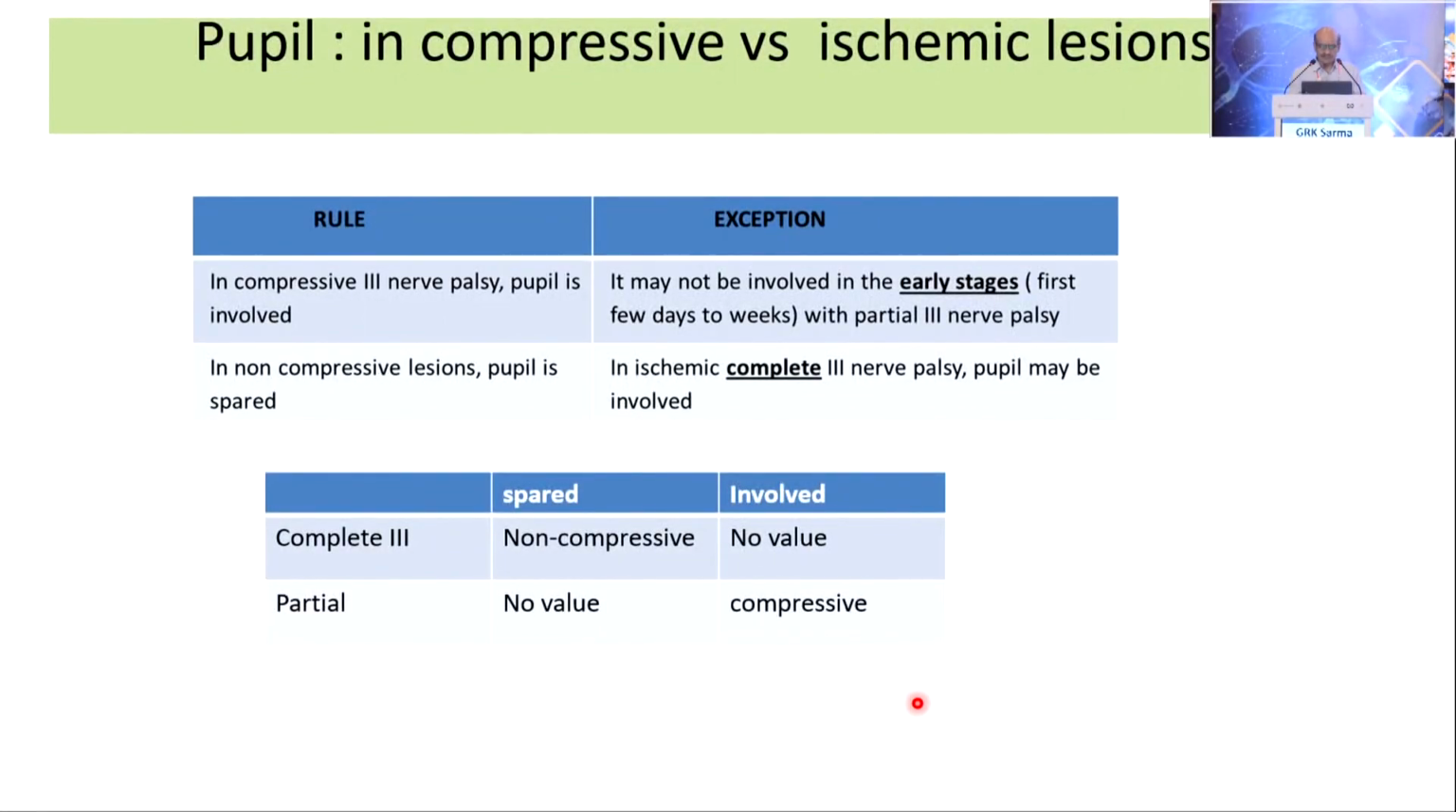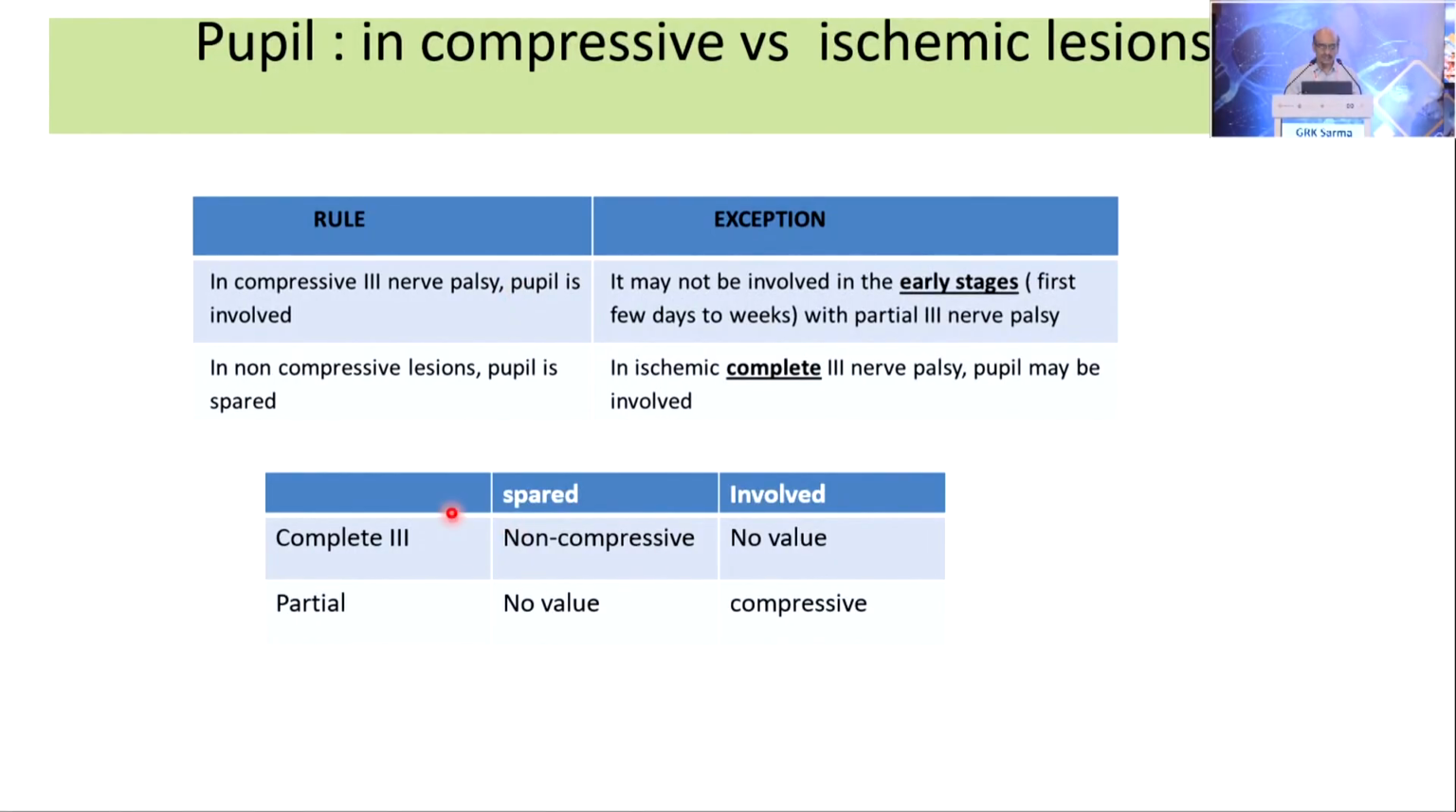Another important and confusing part is the pupil. The classical teaching is that in compressive third nerve palsy, the pupil is involved. In non-compressive lesions, the pupil is spared. But these rules have exceptions. For example, the pupil may not be involved in the early stages of a compressive lesion. So when the patient has a partial third nerve palsy, it can still be spared. In contrast, if there is a severe ischemic lesion of the third nerve, though it is not a compressive lesion, the pupil can be involved. So these rules are not absolute.